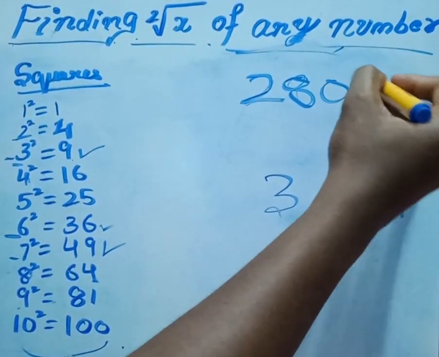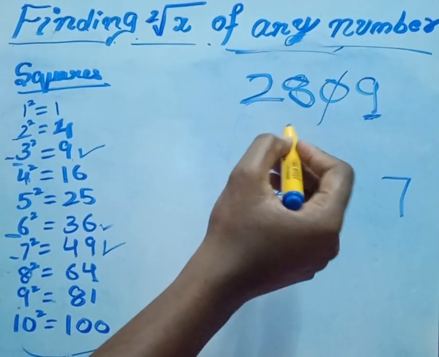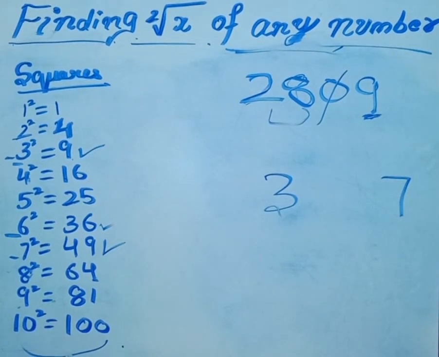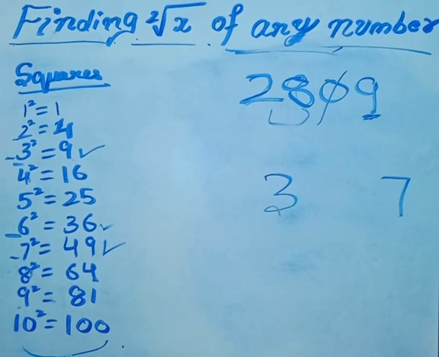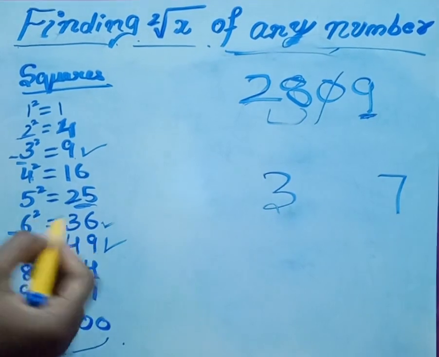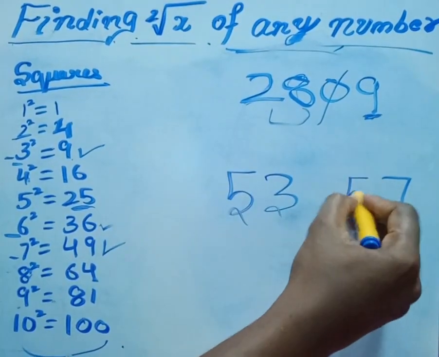Again cut the digit which is next to the unit digit over here. So we have 28 as a remaining number. Now we have to see whether you will get 28 in this table or less than 28. We can see 28 is not a perfect square, so we have to look for a number which is less than 28. So 25 is less than 28. 25 is the square of 5. So we'll write 5 here, 5 here.